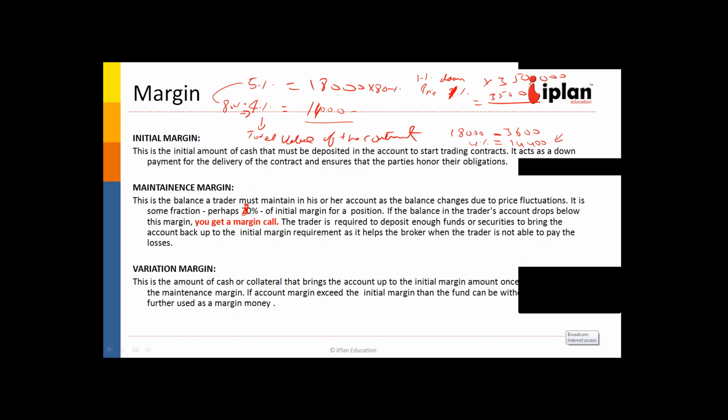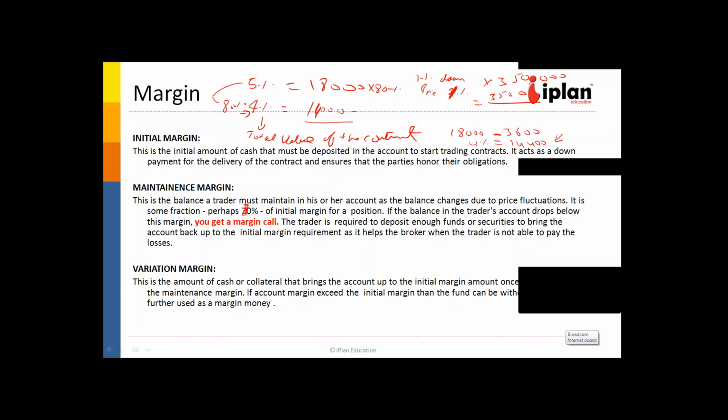Okay. So let's say, shall we put more funds? If you are losing money, shall we put more funds to bring the balance of your account to the initial margin level? Or shall we exit, if we are having losses?